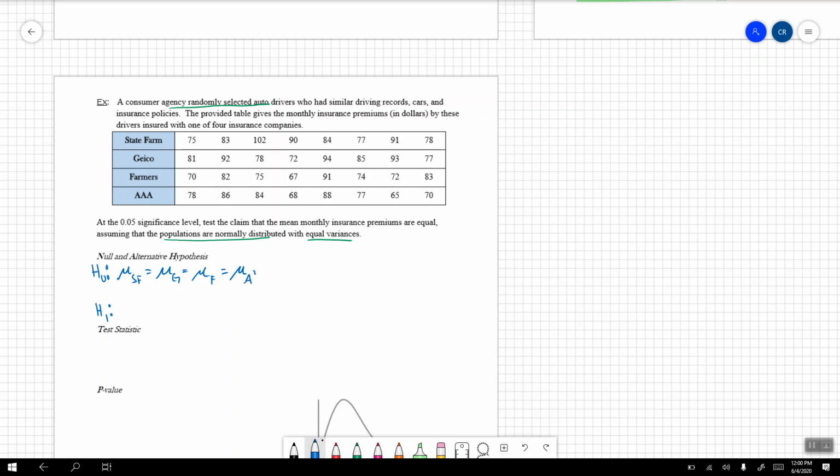Now, the alternative is going to say that at least one of the mean monthly premiums is different.